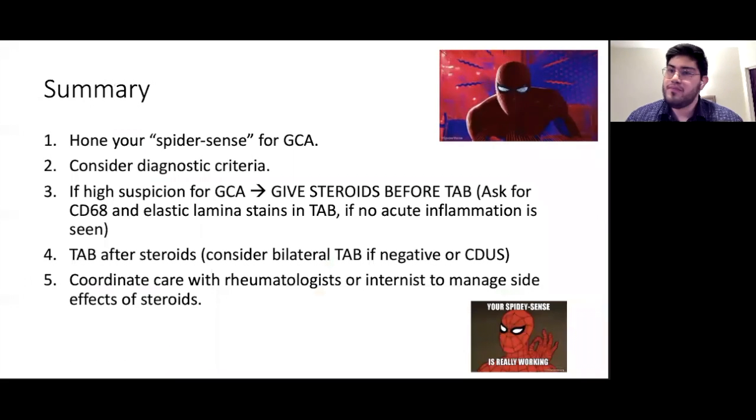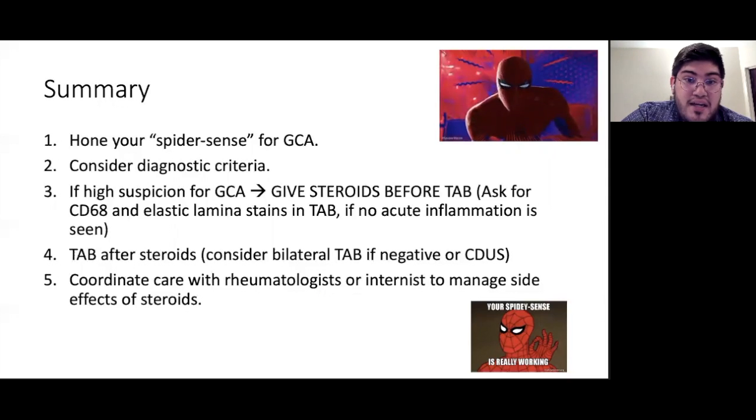Now, as a summary, I'm going back to the spider sense. The spider sense is that tingling sensation that whenever you hear a symptom of a patient that is over 50 years old, you should be getting this tingling sensation in your back and saying, oh, this might be GCA. Let me investigate a little further. It's really important. Consider the diagnostic criteria, some of the symptoms that we talked about. Now, number 3, if high suspicion for GCA, you want to give steroids before you TAB. You always give steroids before you even consider doing a temporal artery biopsy.